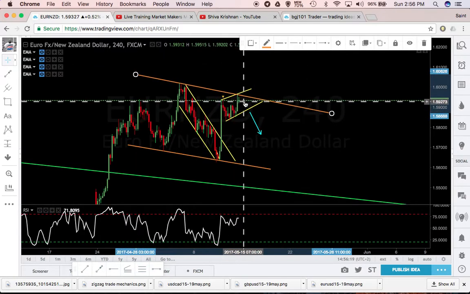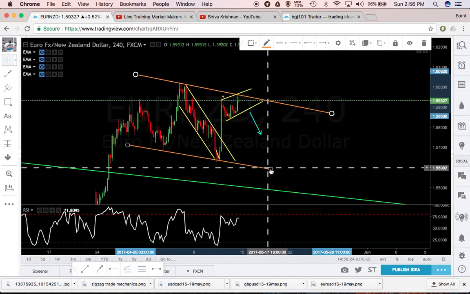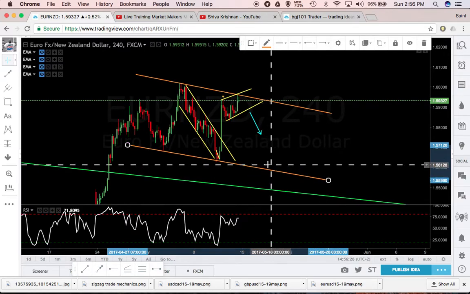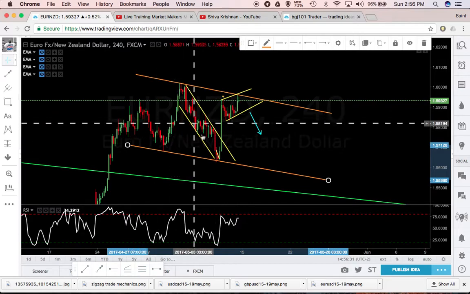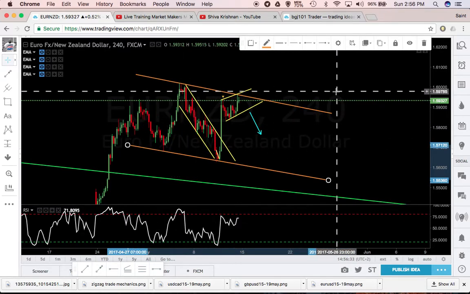So depending on the move we get out of this pattern, if we get a very nice impulsive move coming down, then we'll look for the bottoms here to go long on this pattern, because we are still bullish on this currency pair.